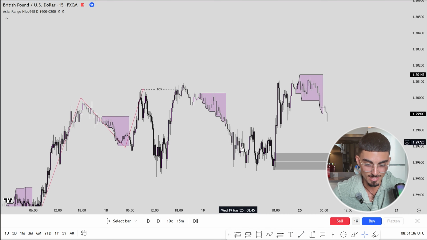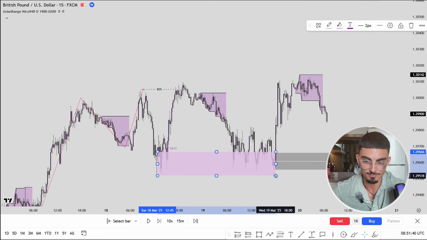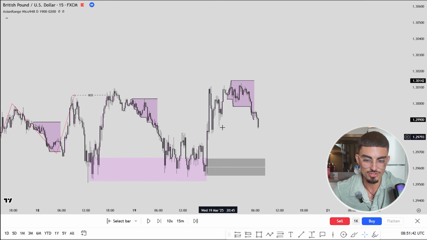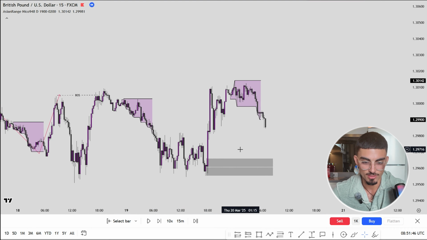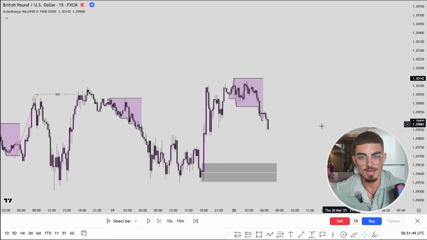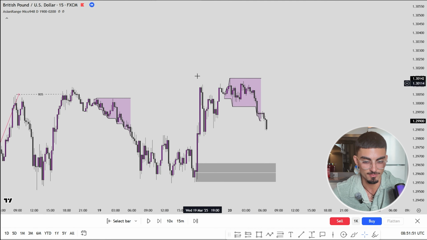We then pulled back down again, respecting an order block that would have been down here, okay? And then we pushed up one more time. So everything looks good. Everything looks bullish. Now, this is when the higher time frame analysis really starts to kick in.